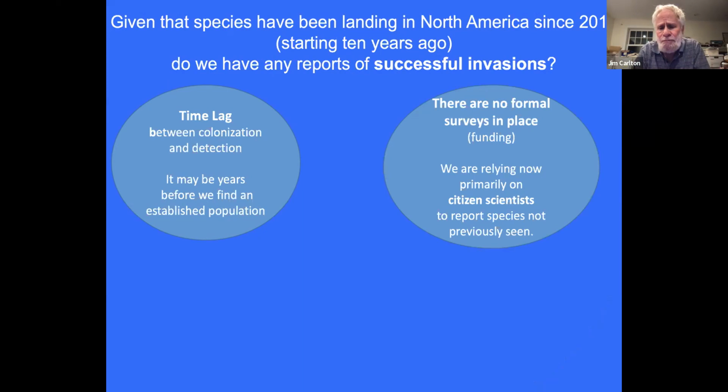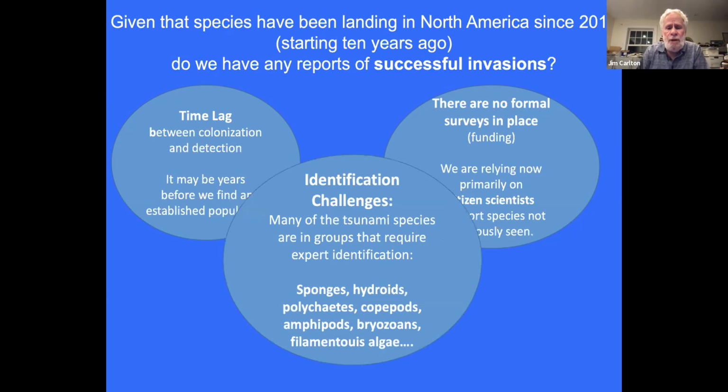Critically, we have no formal surveys in place. It's very difficult to get funding for something like this just to go out and look for species. Right now, we're relying on other surveys that are out there, some of our own for other reasons, and citizen scientists, which have become a huge part of keeping our eyes on the coastal zone. And perhaps almost equally critical is that many of these species require expert identification. Sponges, hydroids, polychaetes, copepods, amphipods, bryozoans, filamentous algae, a host of species for which in some of those groups, there are no professional taxonomists on the entire Pacific coast.